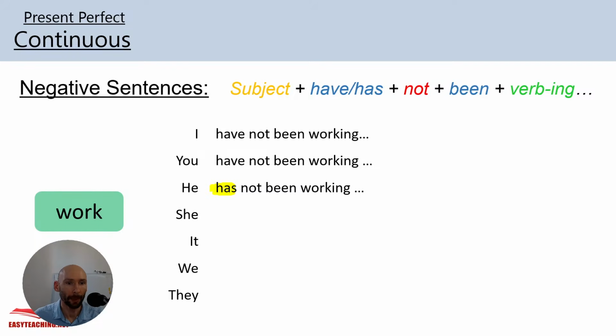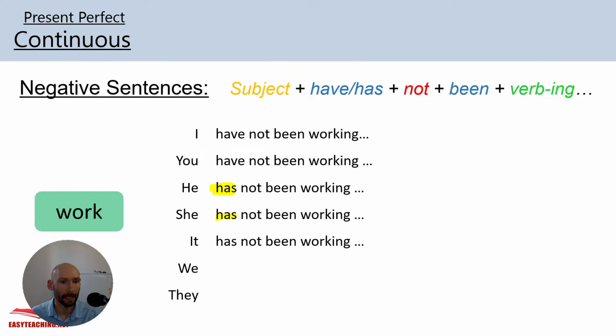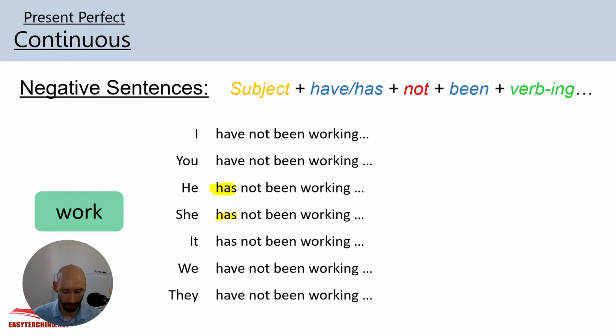Okay, for she, we're going to need has. She has not been working. And the same for it. It's third person singular, so we're going to say, it has not been working. Now we move down to we, and we go back to have. We have not been working. They have not been working.